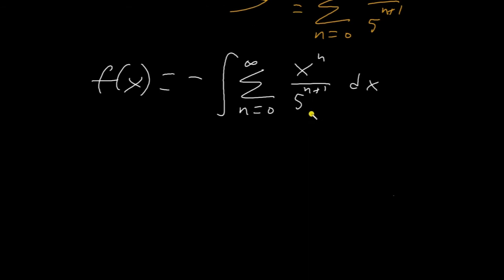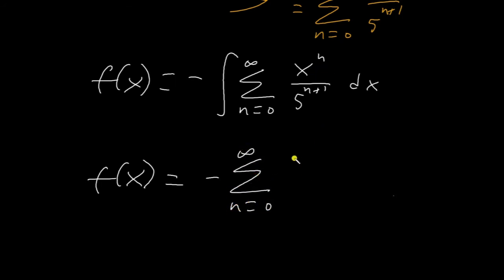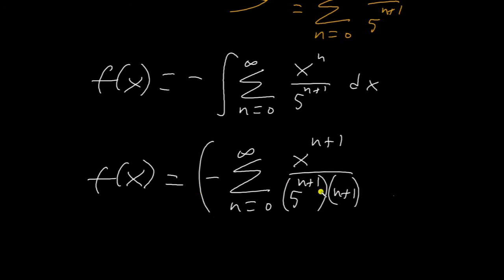So I can actually, just like in the previous part where we took the derivative just like it was a normal thing, we're going to do the exact same thing here. We'll take the integral of this just like it's a normal thing by increasing the power by 1 and dividing by that power. So f of x will be equal to negative of the sum from n equals 0 to infinity of x to the n plus 1 over 5 to the n plus 1 times n plus 1, like that. And then, of course, it's also going to be a plus c.